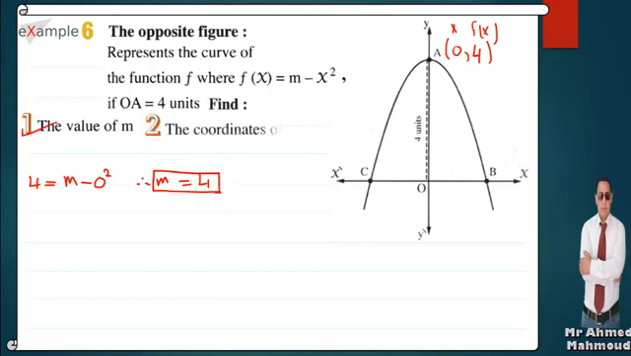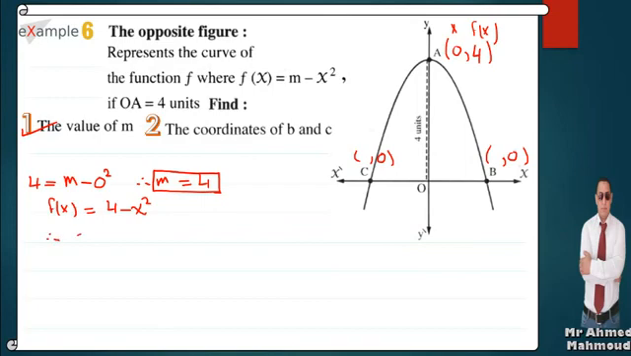The second one, the coordinates of B and C. B here equals x number and 0, and C here equals another number and 0. Okay, I don't know the coordinate of x. I will do what? The function will be f of x equals 4 minus x power of 2. Okay, at the intersection with the x-axis, we put in place of f of x 0.